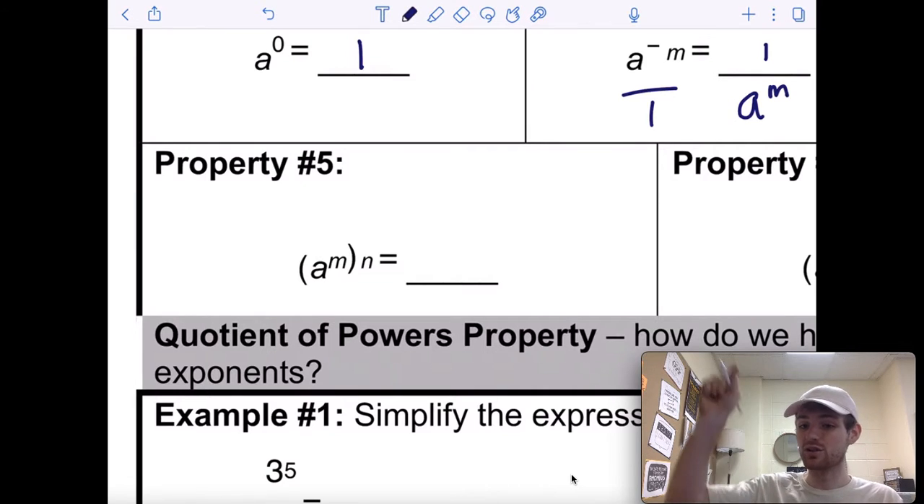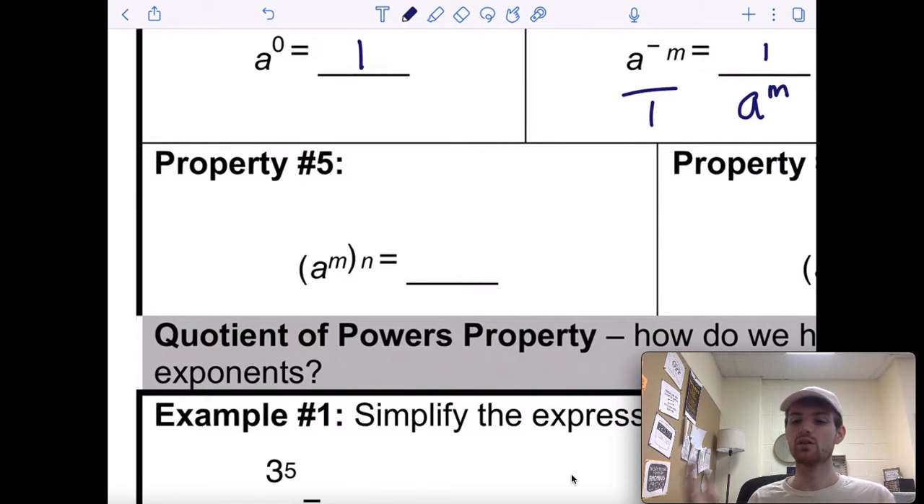When we have a power to a power, really what that means is if you see parentheses in an exponent, like we do here, we multiply the two powers together.